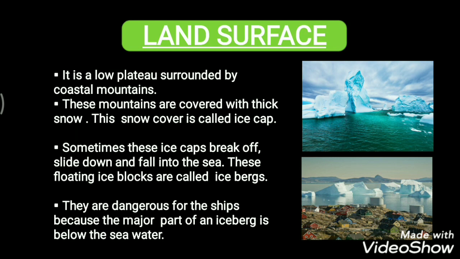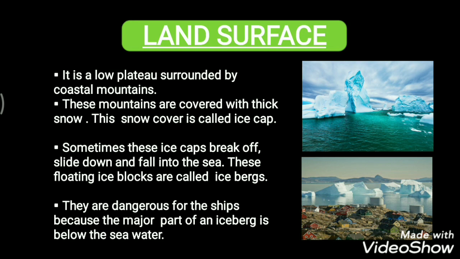Sometimes these ice caps break off, slide down and fall into the sea. When they fall into the sea, these floating ice blocks are called icebergs. Icebergs are very dangerous for ships, because the major part of the iceberg is below the sea water, and only the topmost part, the upper part, is visible.